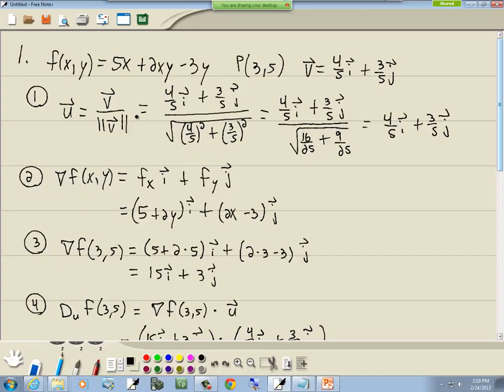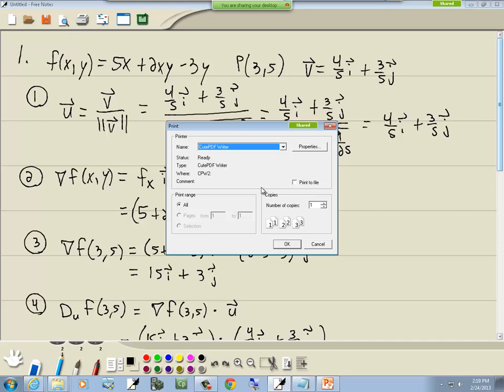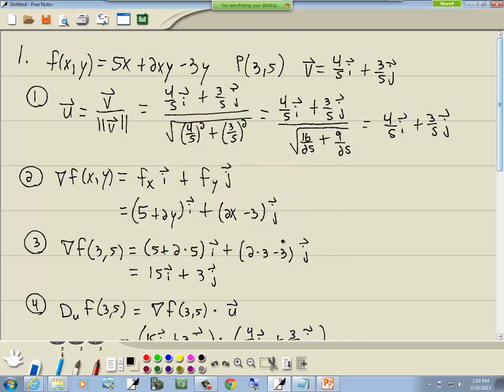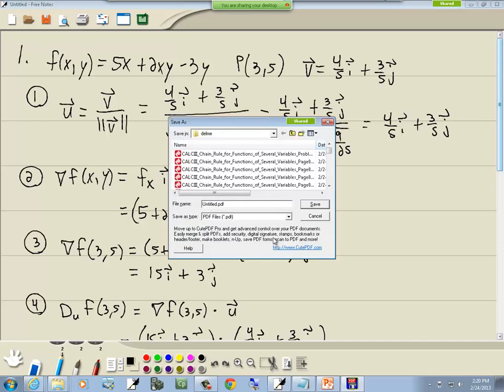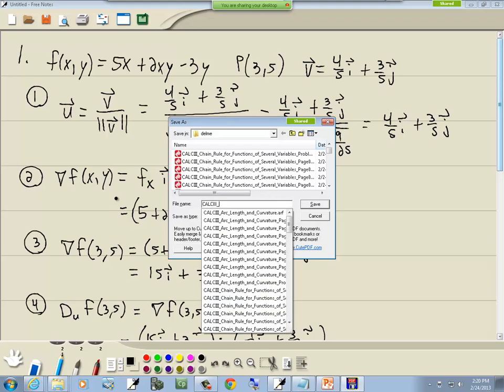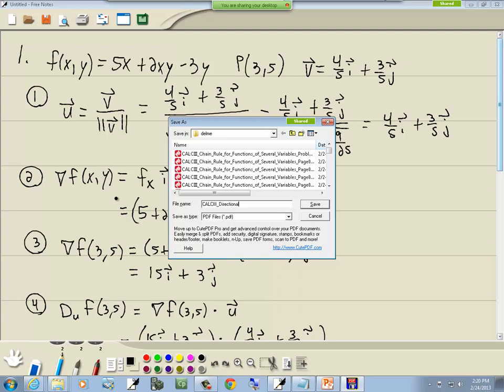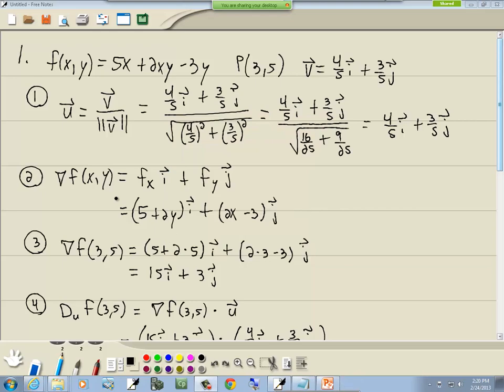What is this? Directional derivatives and gradients. Page 01, the PDF. There we go.